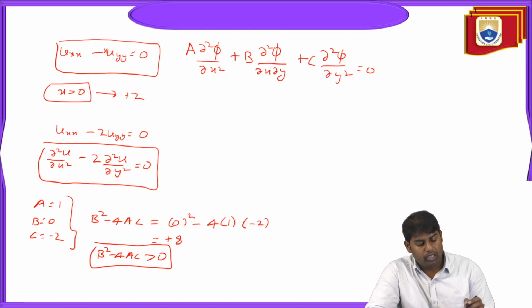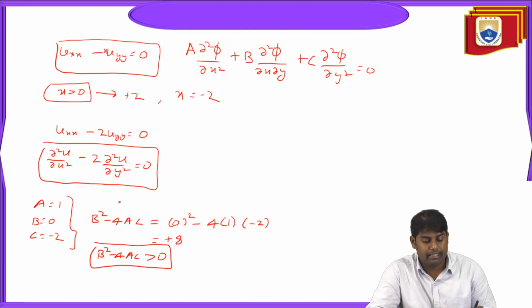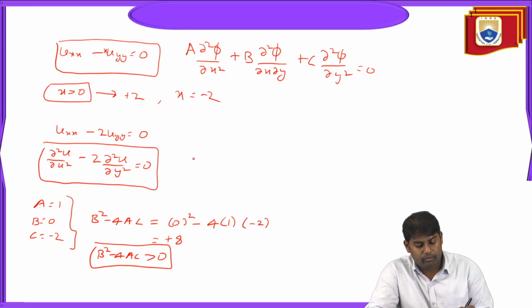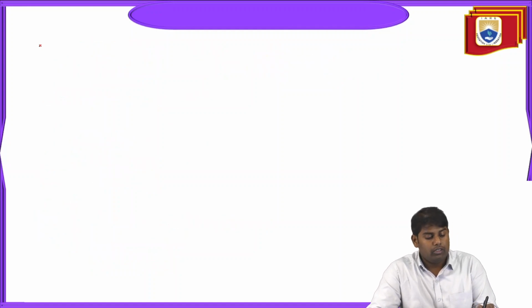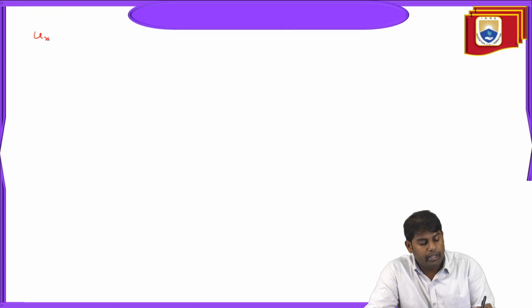Okay. Now let's see what happens again, with the value of x equal to minus 2. Fine. So let's see another slide. When you have u of xx minus x times u of yy is equal to 0, let us consider x is equal to minus 2. So what happens? u of xx plus 2 u of yy is equal to 0.